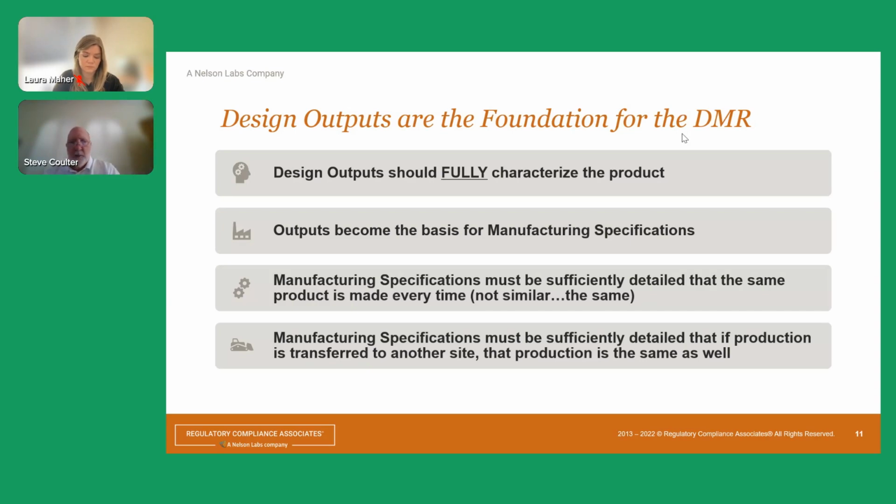The manufacturing specifications have to be sufficiently detailed that I'm making the exact same product each time. Not similar, the same. And in addition to that, if I'm to change even locations within my plant, but say I changed to a different plant, I was manufacturing in Pennsylvania and I'm going to manufacture in Florida. Well, it's a new plant. I have to start over with my design transfer to make sure the same production is happening there.